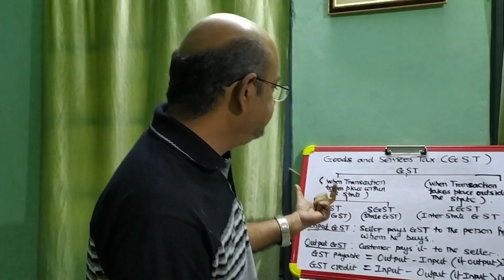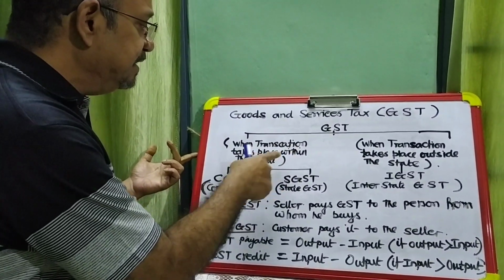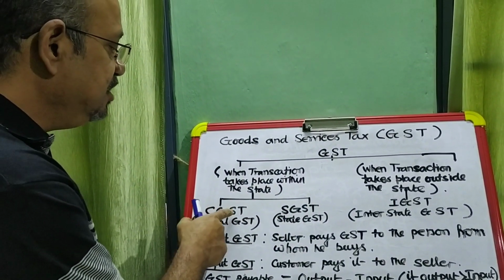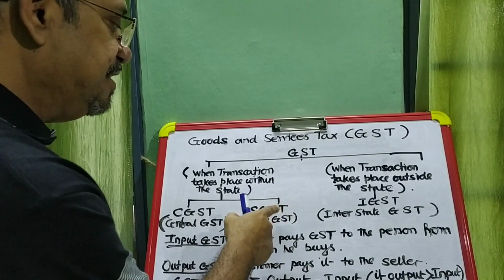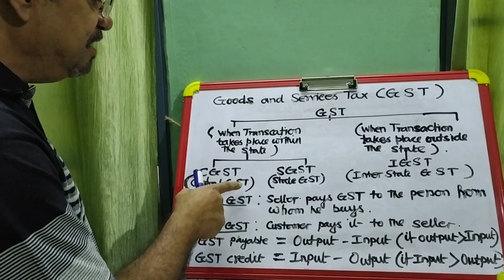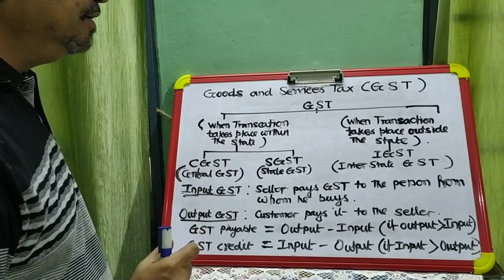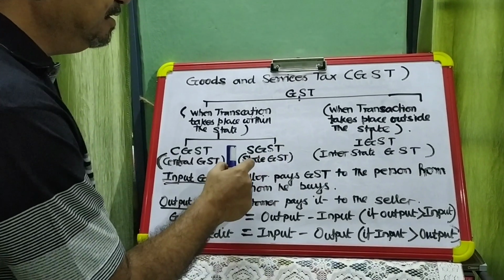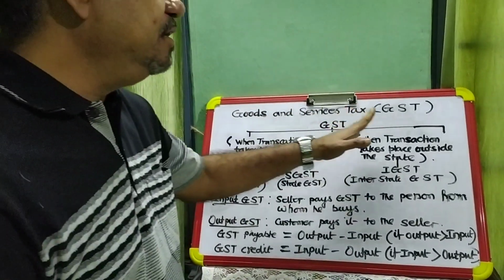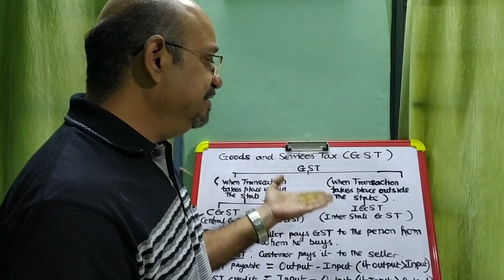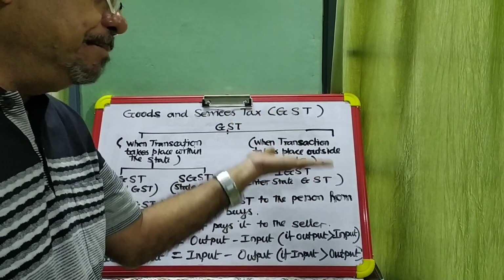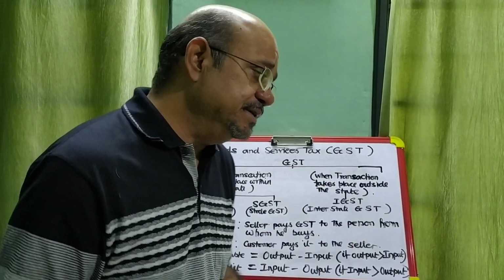On the basis of that, when a transaction takes place within the state, the GST collected is divided in two categories, CGST and SGST, which have the same percentage rate. CGST is known as Central GST, which goes to the center, and SGST, the State GST, comes to the state government. Whereas whenever a transaction takes place outside the state, this is known as interstate GST, which is collected by the center, but a part of it comes to the state government.